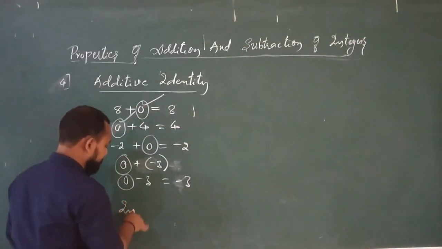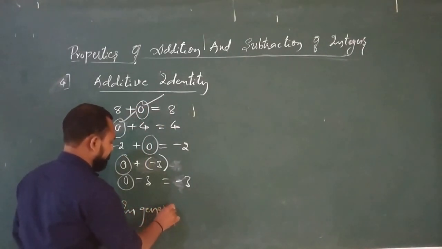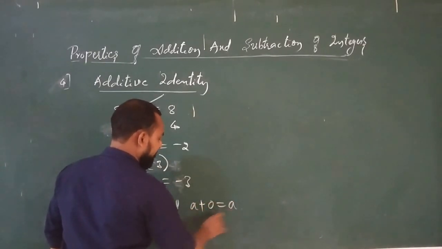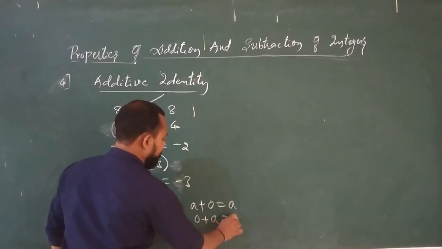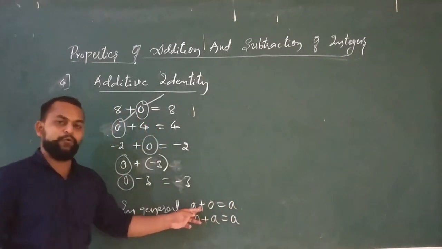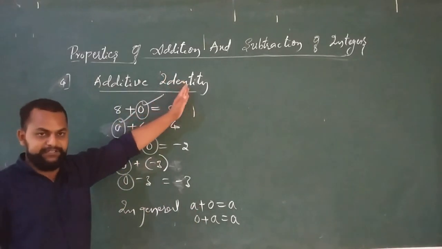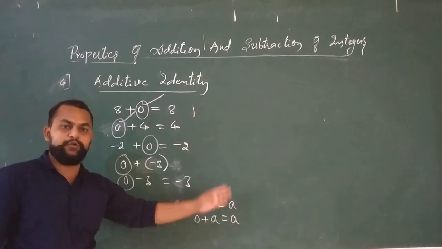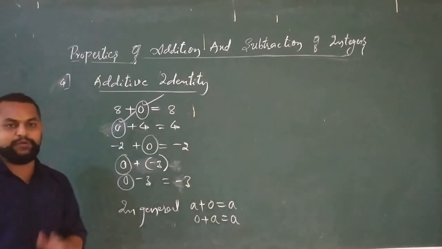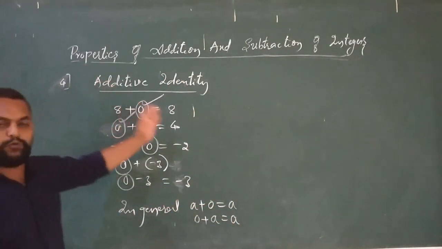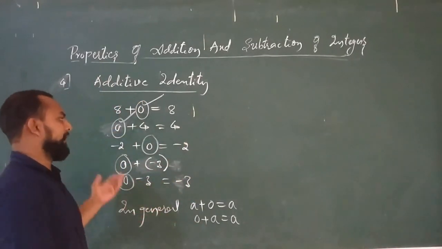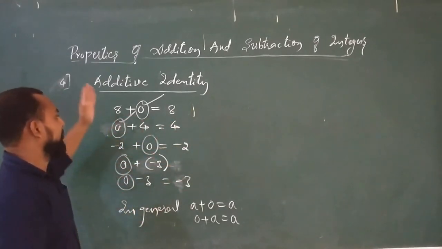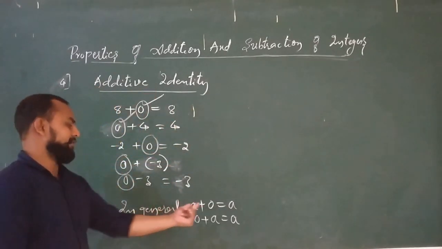Then in general, A plus 0 is equal to A, 0 plus A is equal to A. Then this is the rule of additive identity. Okay, this is additive identity. When we add a 0 to any integer, again we get the same value, the same integer. Therefore, 0 is an additive identity.